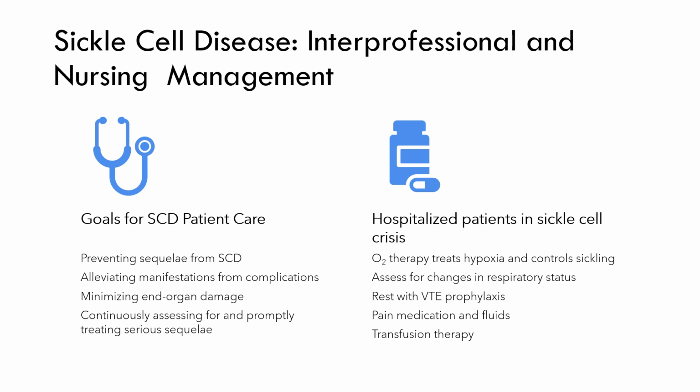Hospitalized patients in sickle cell crisis, definitely the O2 therapy. It helps to treat that hypoxia and controls that sickling. We want to do some really good respiratory assessments and assess for any changes in that respiratory status. We want to make sure we have SCDs on this patient, and that we are doing any type of Lovenox so that we can try to keep from having any thrombosis, pain medication, additional fluids, and then transfusion therapy if that is necessary.